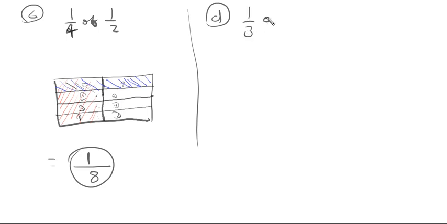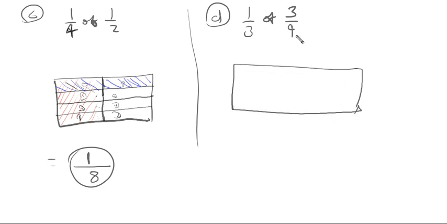1/3 of 3/4. Now do 4 parts of this block. 4 parts, right? We have to see first this. 4 parts of this block: 1 part, 2 parts, 3 parts, 4 parts. 1, 2, 3, 4, right? We made 4 parts of this block.